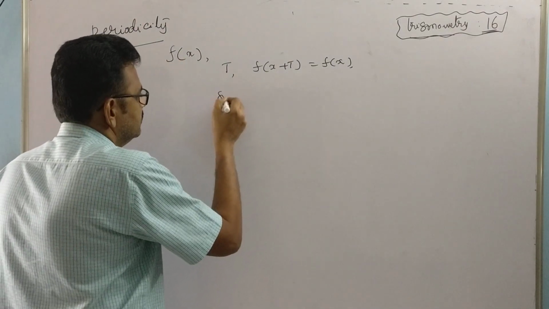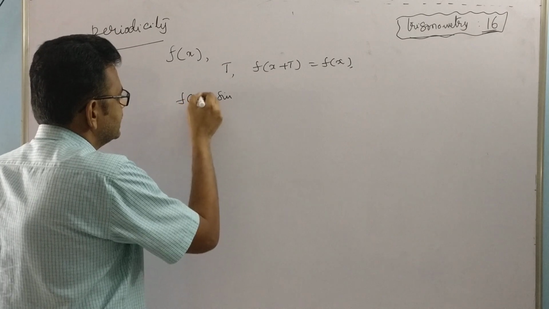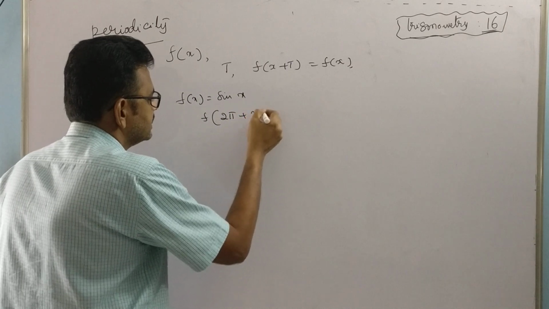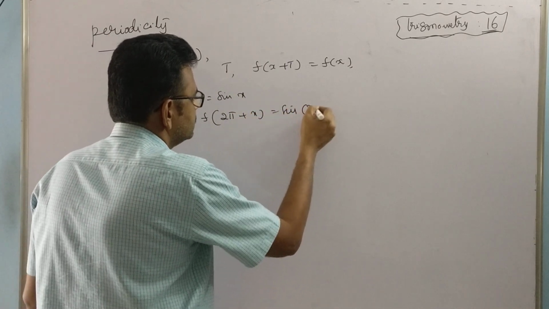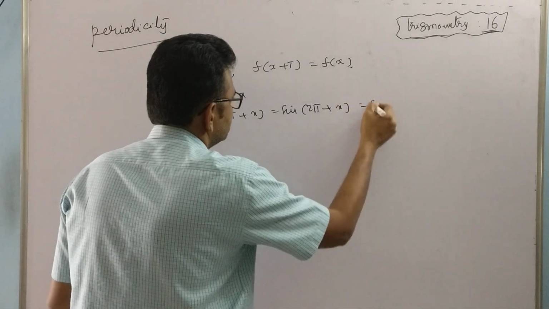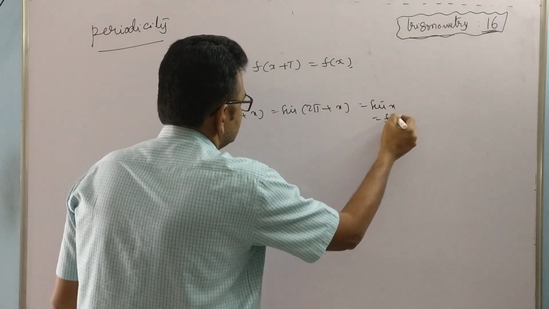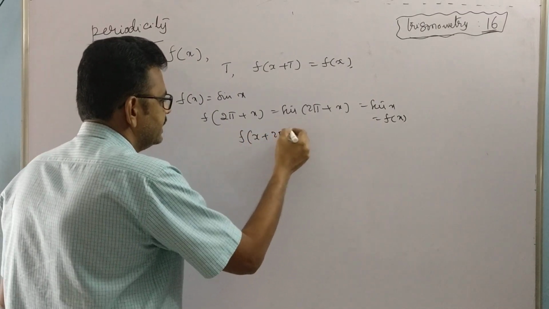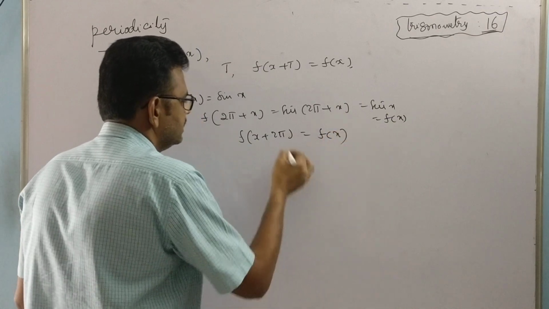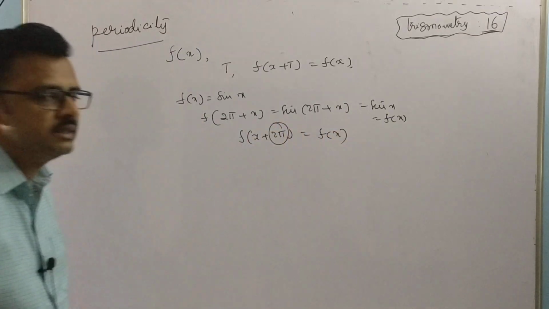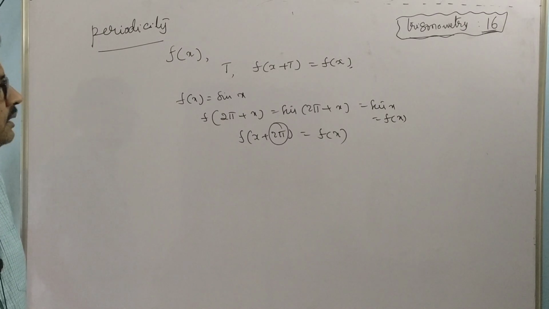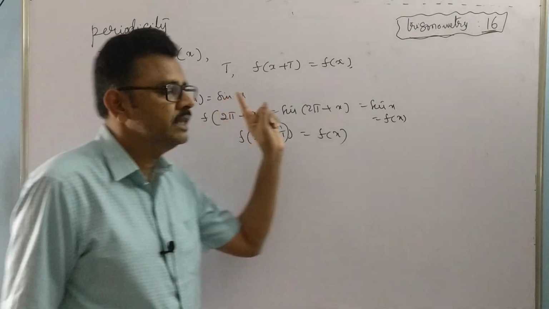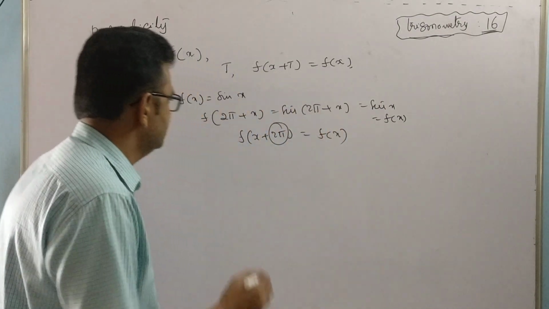Now f of x is equal to sin x. Now f of 2 pi plus x is equal to sin of 2 pi plus x, which is equal to sin x, that is equal to f of x. So f of x plus 2 pi is equal to f of x. Then the least positive real number t is called the period of the function f of x, where f of x is sin x. So the period of sin x is what? 2 pi.